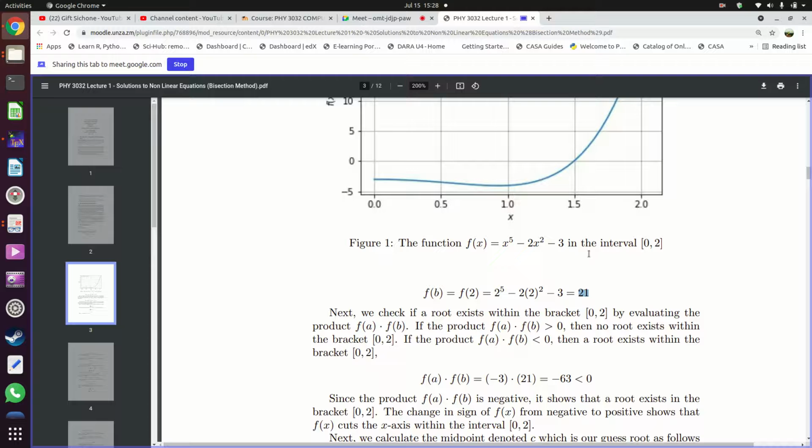Yes, sir. So how do you actually do this? After you find f of A and f of B, you work out this product. You work out the product f of A times f of B.